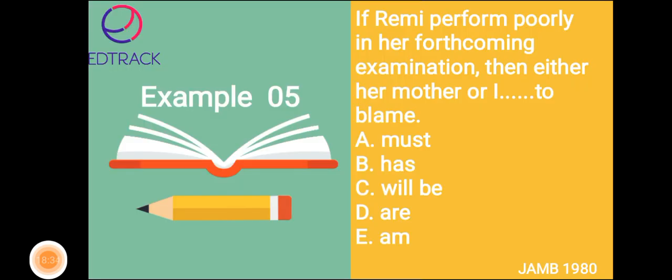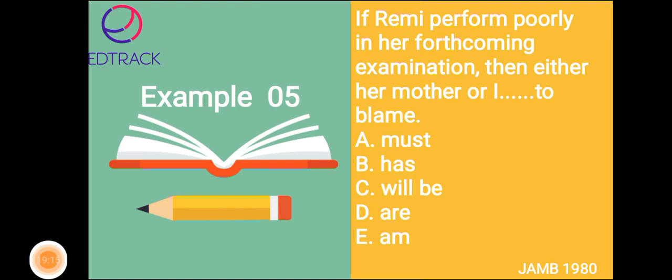Now to example number 5. If Remy performed poorly in a forthcoming examination, then either a mother or I dash to blame. Who will be responsible for Remy if he performs poorly? Either a mother or I dash to blame. What do you think is the correct option here? Which one?